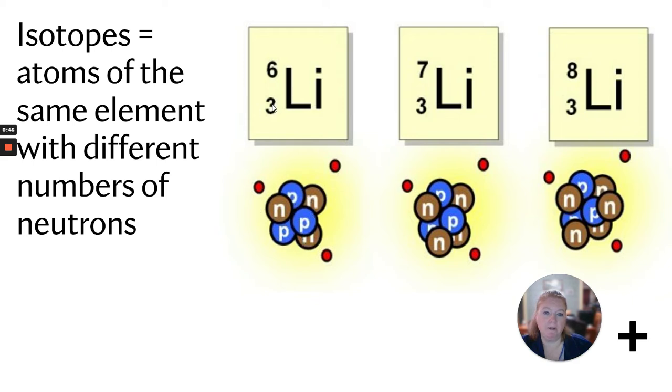Same atomic number, different mass number. Same element, different mass number. Same element, different number of neutrons. Okay? Whole bunch of ways to say the same thing.